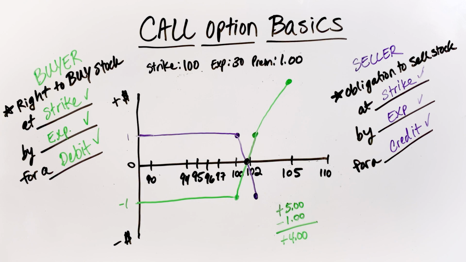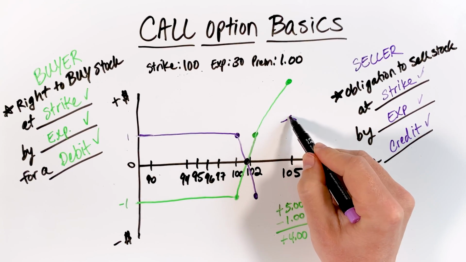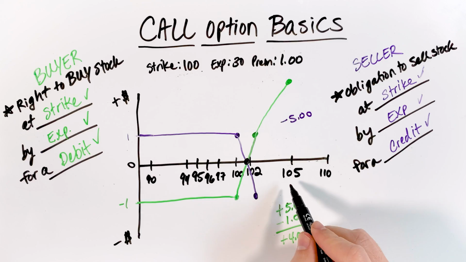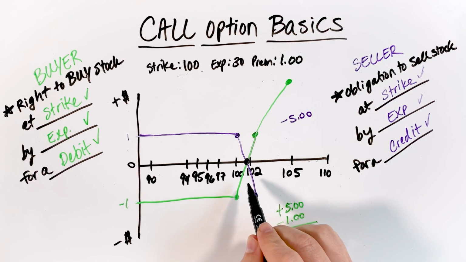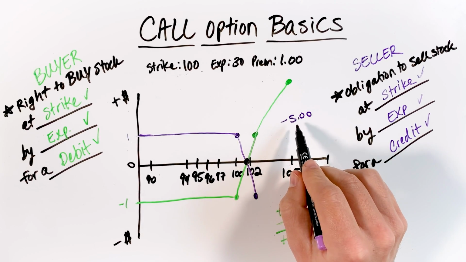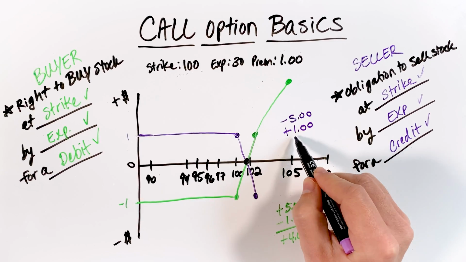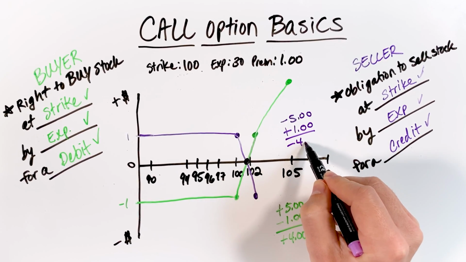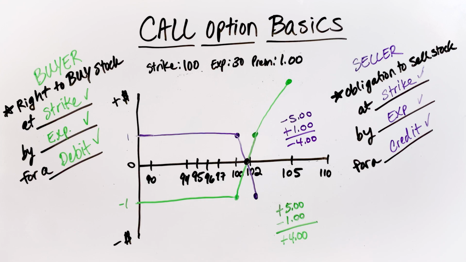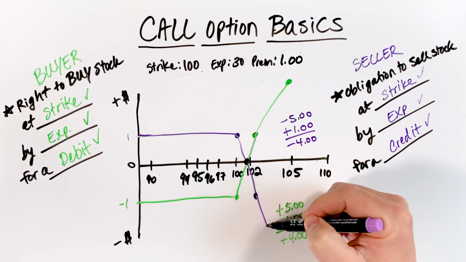The opposite thing happens for the option seller. The option seller now has a loss of $5 because they have to go out and somehow buy the shares to give to you at $105, and you only paid them $100, so they lost $5 per share. But they did collect that $1 option premium, which means that their net loss after all the transactions that happened between the shares and the option contract was still $4. Again, it's the exact same as the option buyer, just in reverse.